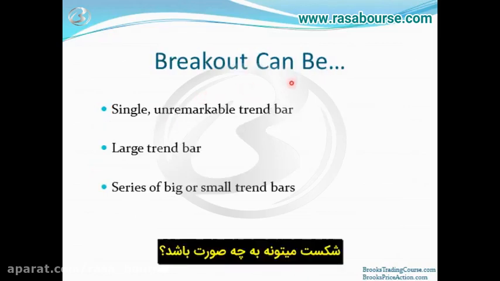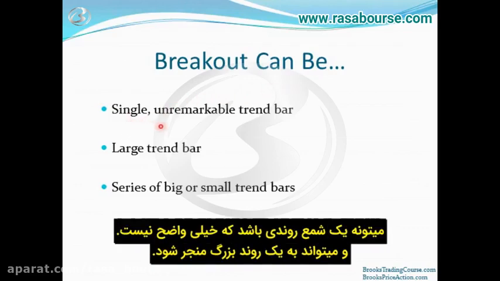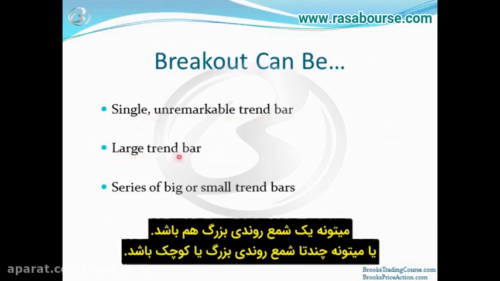What can a breakout look like? It can be a single, unremarkable trend bar, and it could lead to a big trend. It can be a large trend bar. It can be a series of big trend bars or small trend bars.